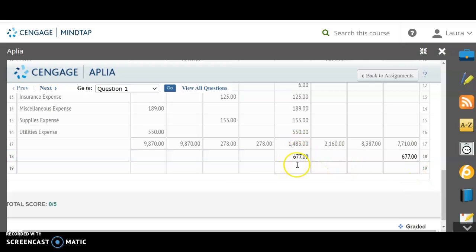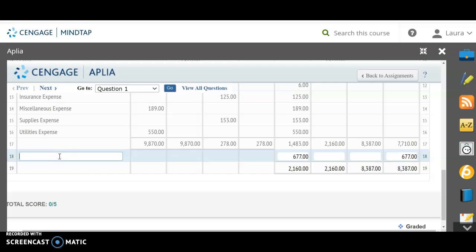And then we're going to add these things back on so that the debits and credits in the income statement will match and the debits and credits in the balance sheet will match. So the 1483 plus 677 should equal that 2160. 2160 plus 0 is 2160. 8387 plus 0 is 8387, and the 7710 plus the 677 should be 8387. So that, again, the debits and credits for each column will match one another.